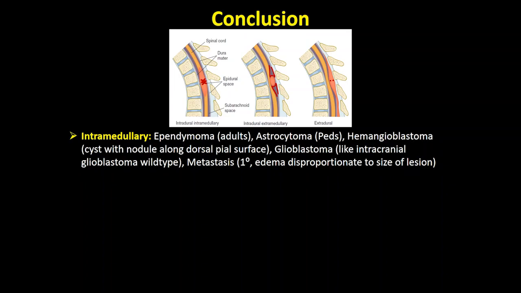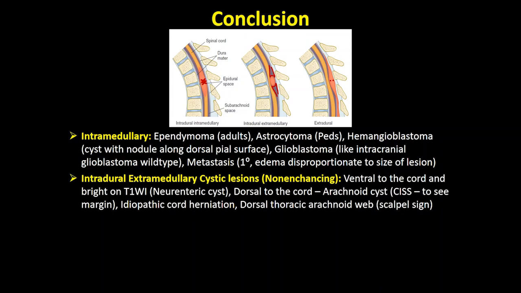diagnosis astrocytoma. If it's a cyst with a mural enhancing nodule along the dorsal pial surfaces of the cord, hemangioblastoma. Heterogeneous enhancement, midline, off midline, glioblastoma. If it demonstrates edema disproportionate to the size of the lesion in the patient with a primary tumor, diagnosis will be that of metastasis.